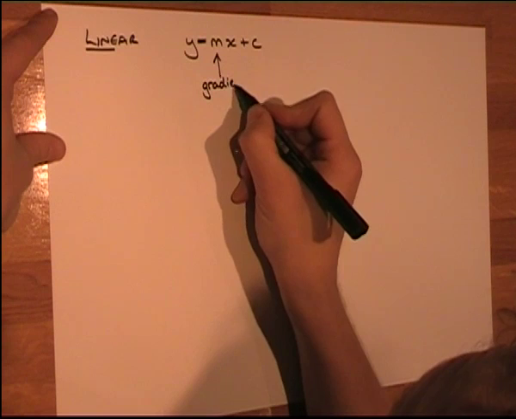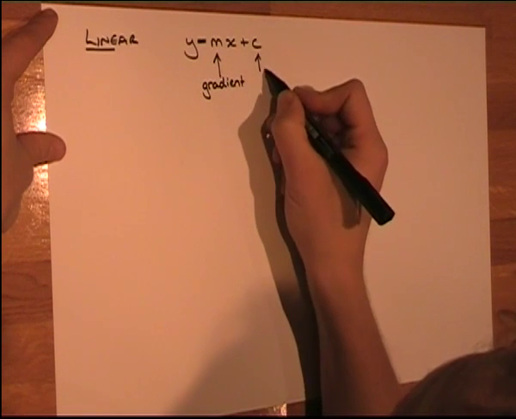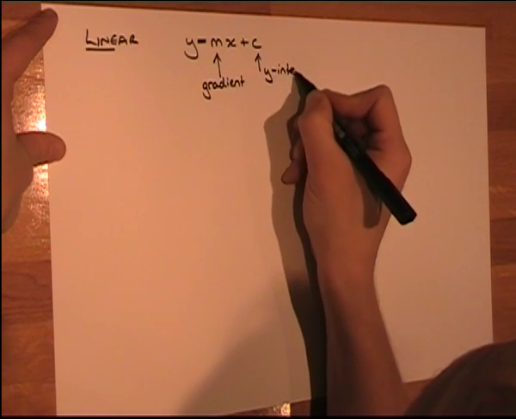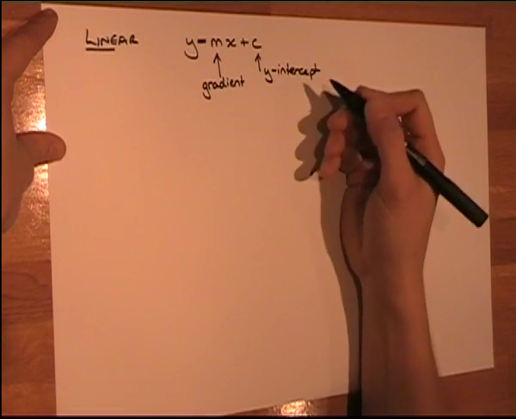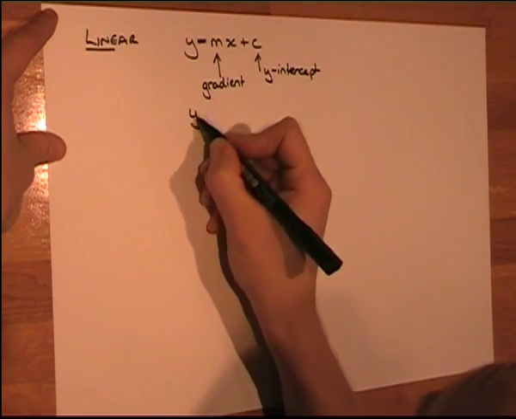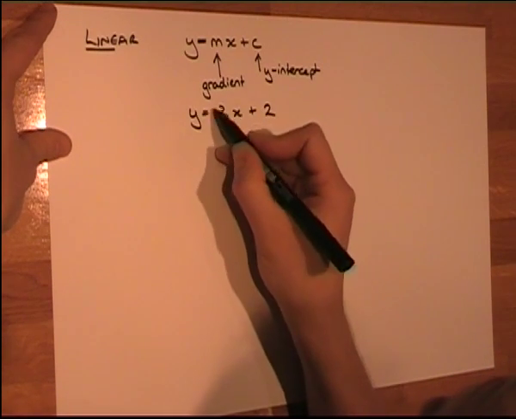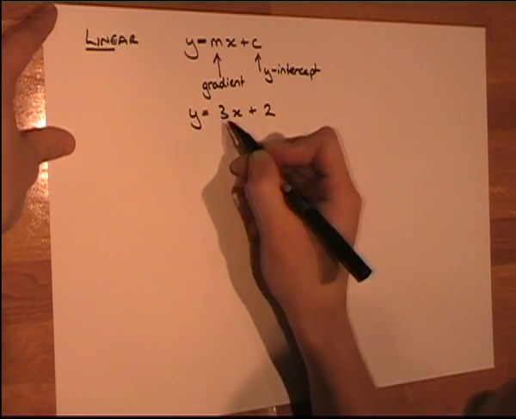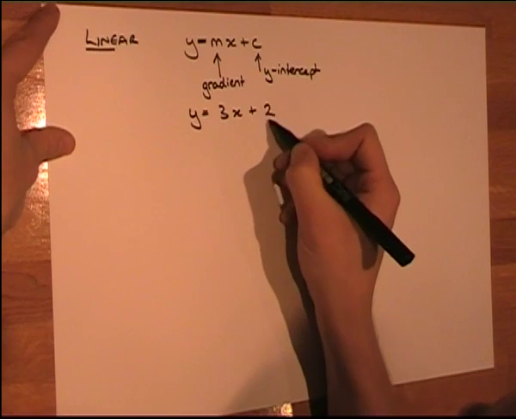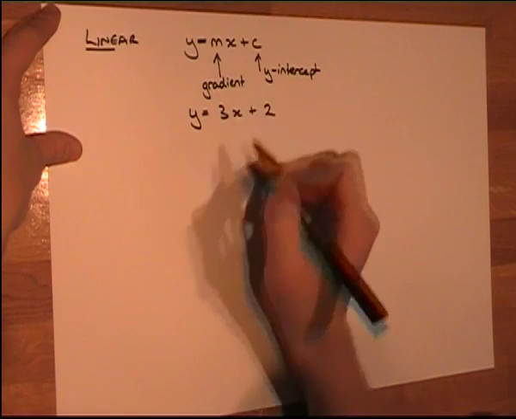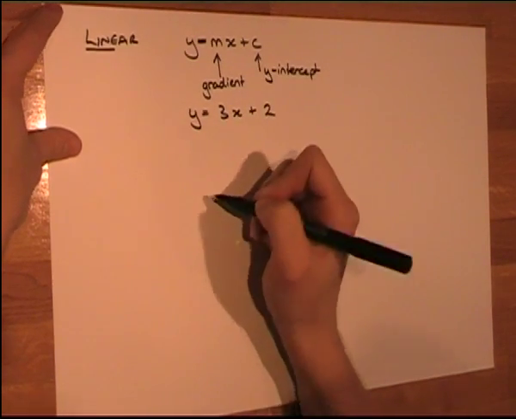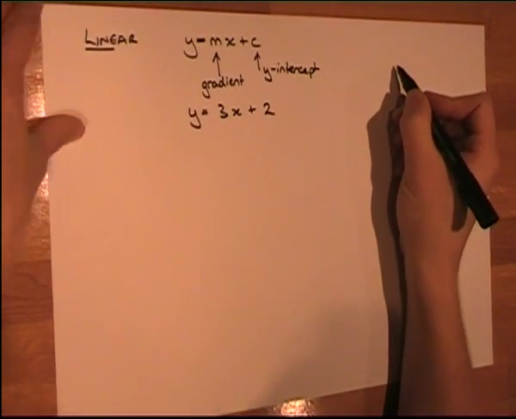m is the gradient, and c is the y-intercept. So an example might be y equals 3x plus 2, where here the gradient is 3 and the intercept is 2. And these two characteristics of the curve tell us a bit about what it should look like.